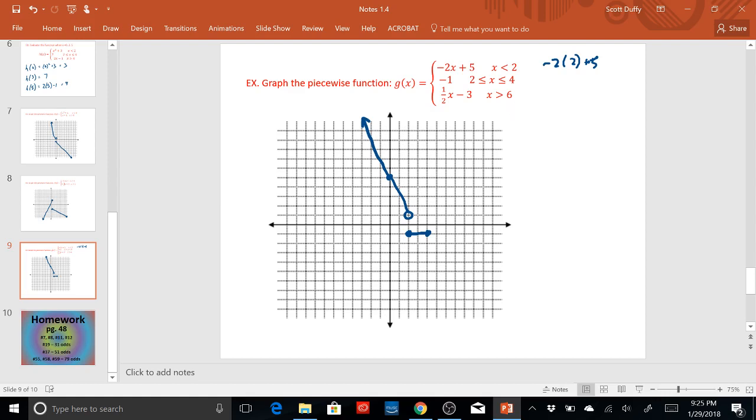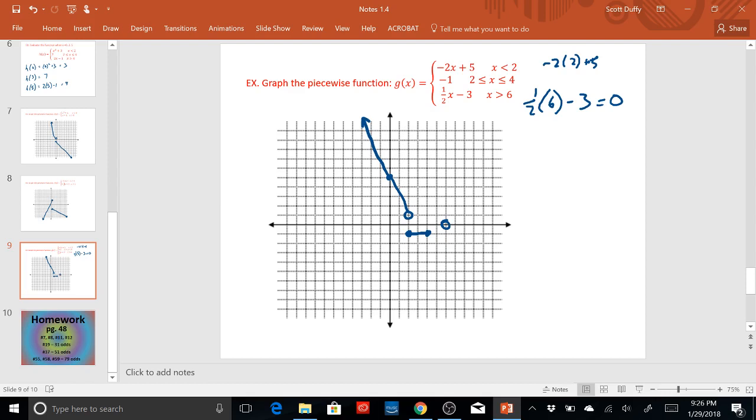And then we have x is greater than 6. We use this. So I'm going to see what y value I'm going to have when I actually plug in 6. So 1/2 times 6 minus 3 is 3 minus 3 equals 0. So at 6, 0, I'm going to have another open dot. And then I can follow that line.